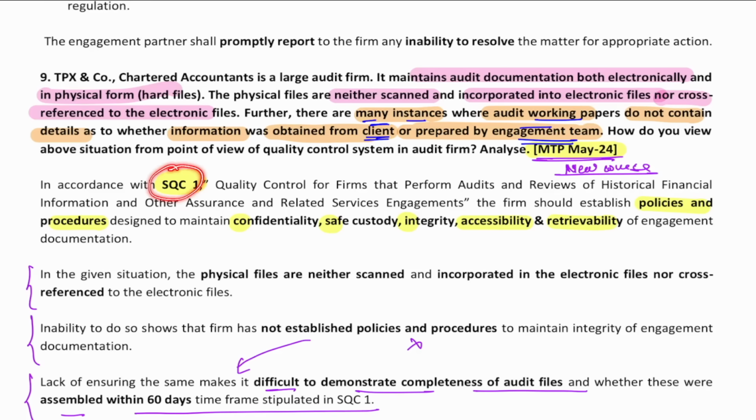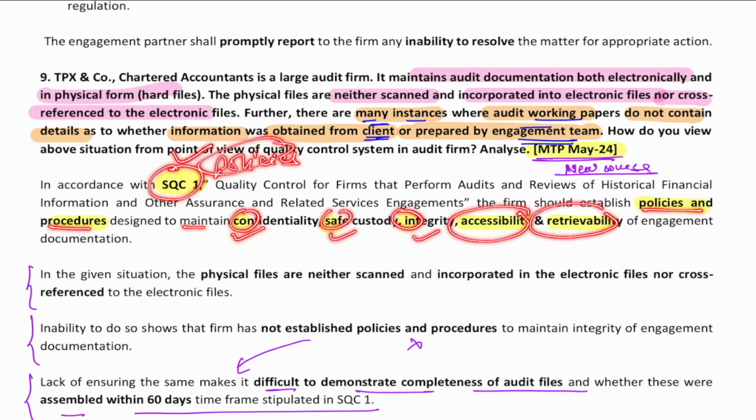As per SQC-1, whenever you talk about policies, there is only one standard, that is SQC-1. SQC-1 says there are policies and procedures to maintain CONSI. CONSI means confidentiality, safe custody, integrity, in a way that you can access the information and download it, that is, retrieve it. Got it, sir.